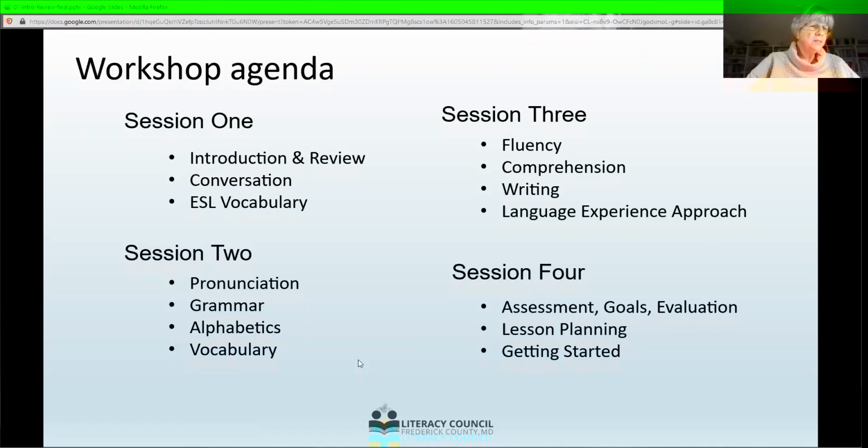We will also cover some basic principles and strategies for teaching writing, and will introduce you to the language experience approach. In the 4th session, we will share techniques for setting and evaluating goals, for managing your classes, and what you need to do to get started. We will have a review with a time for brief questions and discussion at the end of each of these topics. But if you have questions during the presentations, please post them to chat. We will take a short break about the middle of each session. We hope to end before 9 o'clock tonight. Next slide.